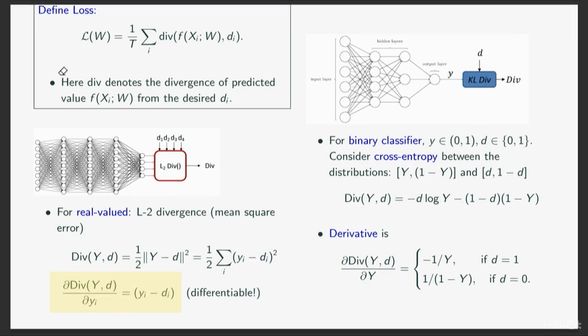Okay, so this will follow. But the first step I want to check is: is it differentiable with respect to y? And indeed it's very simple. The 2 gets cancelled, and it's yi minus di. This is the ith component of the loss.